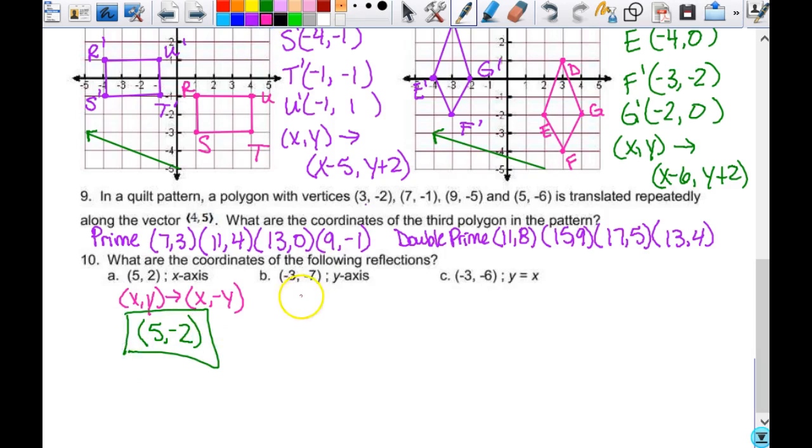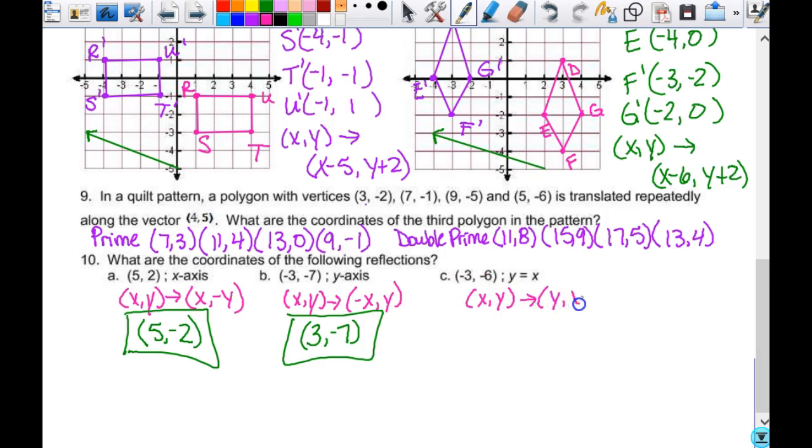If I'm reflecting in the y-axis, then xy maps to negative x, y, because y stays the same. So you get 3, negative 7. That's what we have there. Reflected in y equals x, then xy maps to yx. So x and y just change places, and you get negative 6, negative 3.